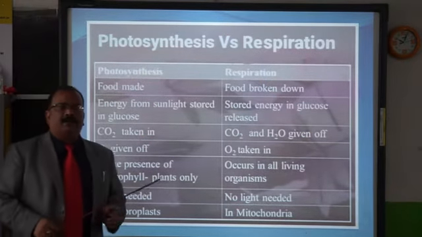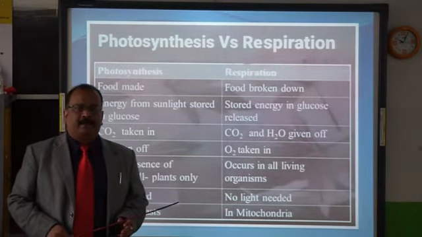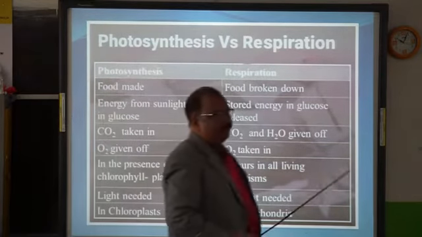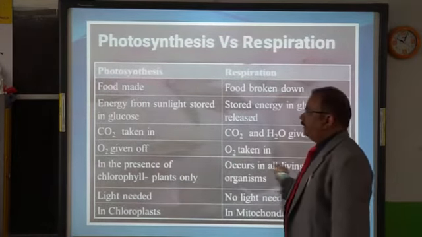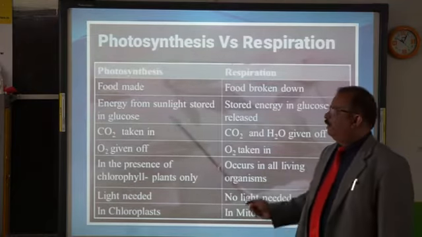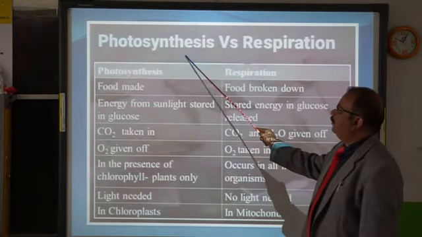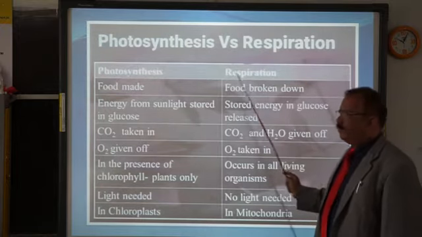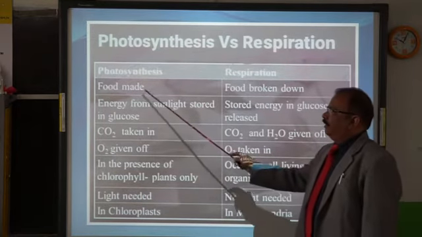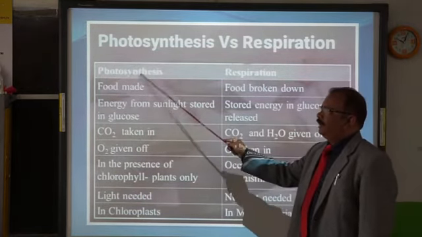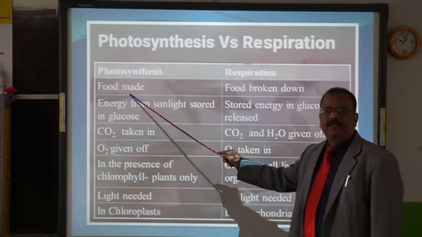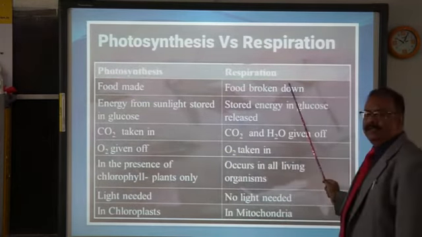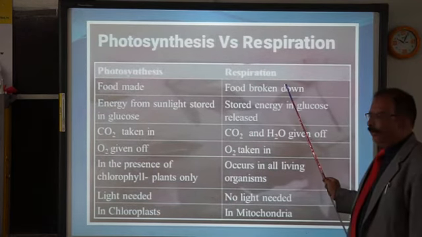Now I have taught you both these processes, photosynthesis and respiration. This is the best way to understand this, and that is why I have given it as photosynthesis versus respiration, to make you understand what happens in these two processes. In photosynthesis, food is made, glucose is made. But in respiration, the glucose is broken down.